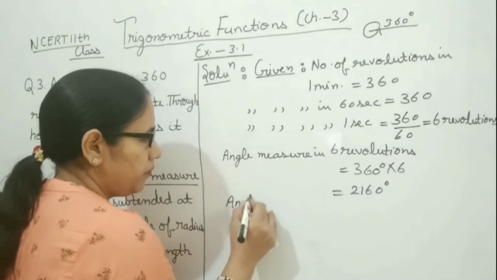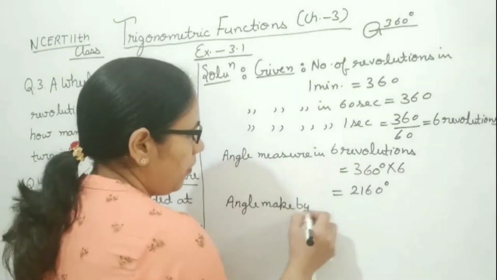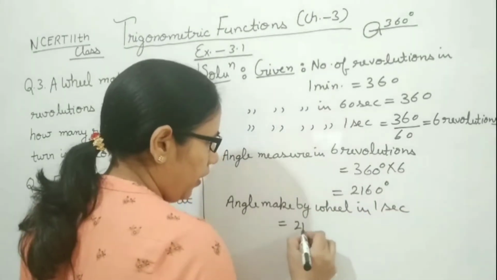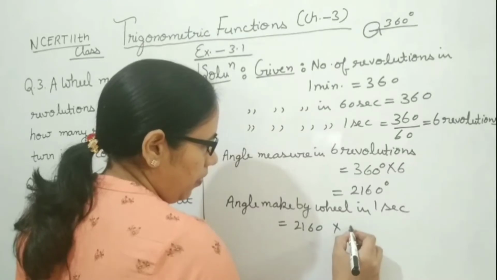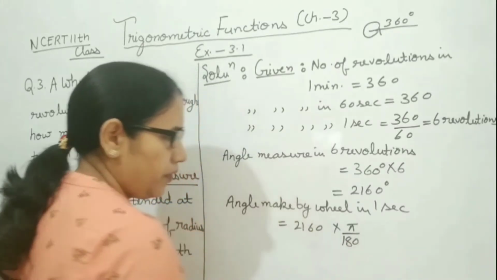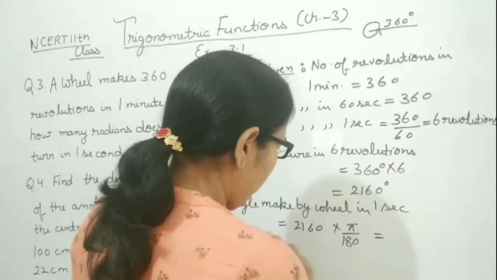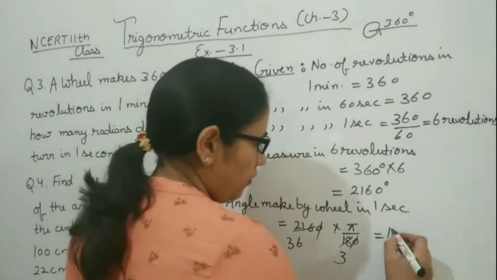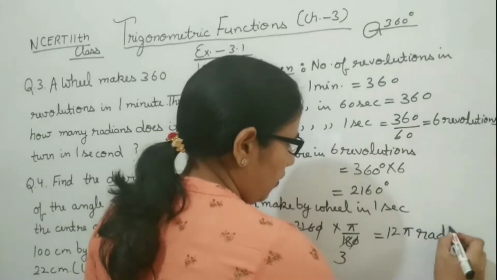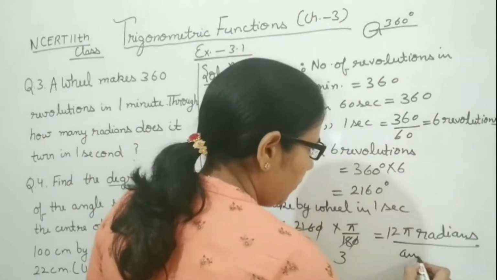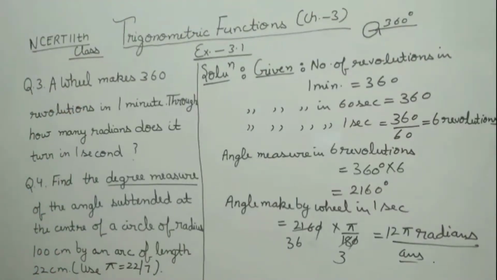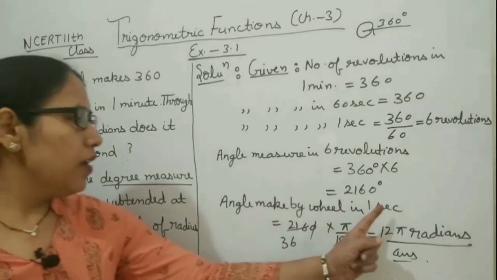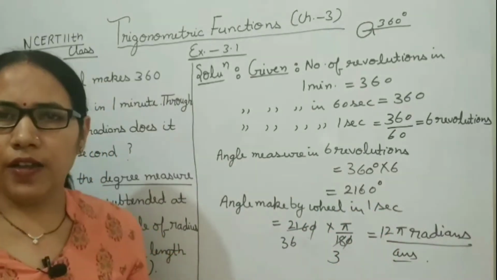So the angle made by the wheel in 1 second, we have to convert it into radians. So multiply it with pi over 180. Okay? So your answer will be, 6 3s are 18, and here 6 3s are 18, 6 6s are 36, 12 pi radians. This is the complete solution of question number 3. So check out the solution of this question and write it down in your notebooks. So we have found the angle made by the wheel in 1 second equals 12 pi radians.